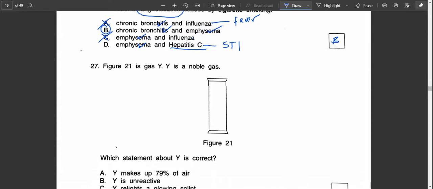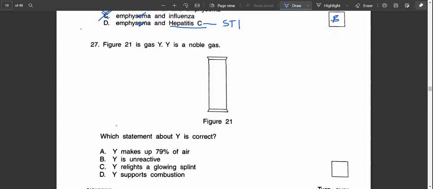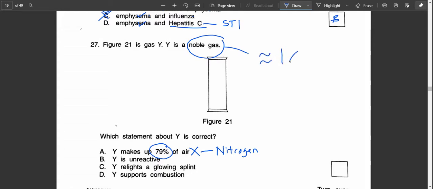27. Figure 21 is gas Y. Gas Y is a noble gas. So which statement about gas Y is correct? Y makes up 79% of air. That one is not true. 79% is nitrogen. Noble gas is only about 1% in the air.